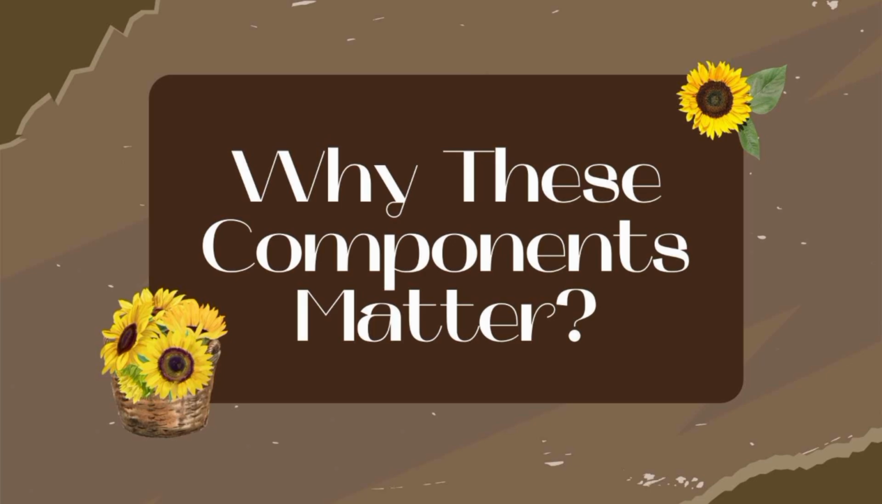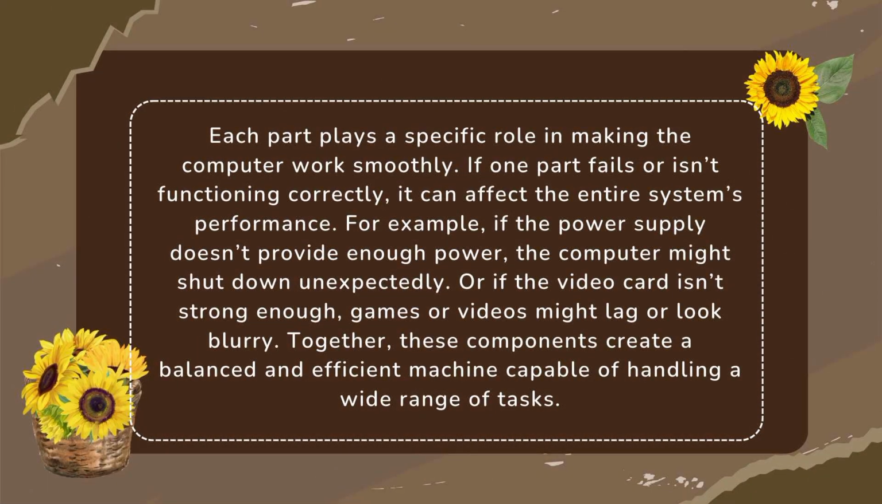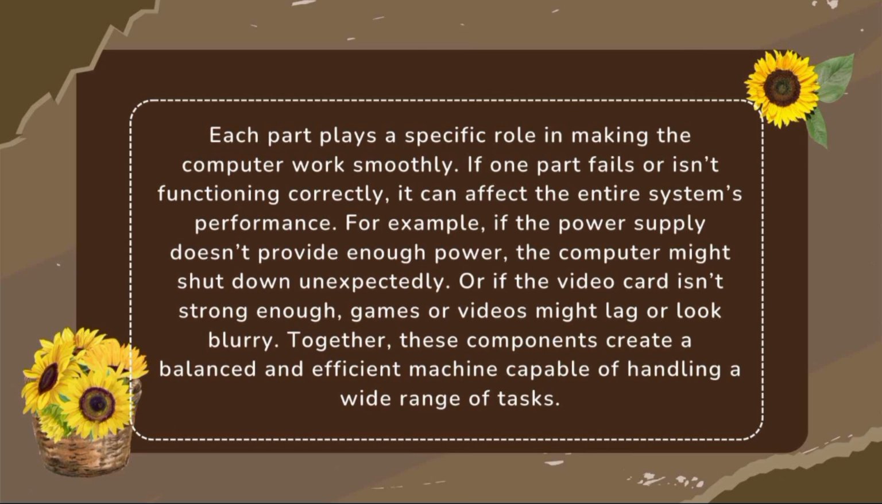Why these components matter? Each part plays a specific role in making the computer work smoothly. If one part fails or isn't functioning correctly, it can affect the entire system's performance. For example, if the power supply doesn't provide enough power, the computer might shut down unexpectedly. Or, if the video card isn't strong enough, games or videos might lag or look blurry. Together, these components create a balanced and efficient machine capable of handling a wide range of tasks.